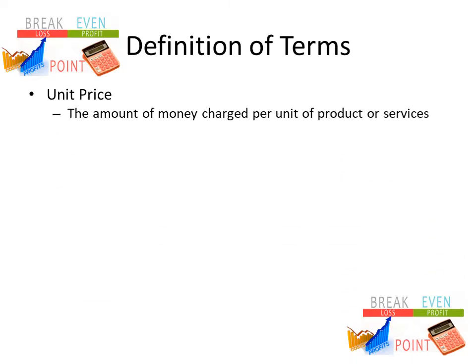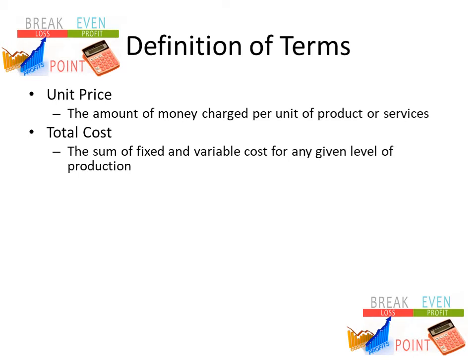Unit price is the amount of money charged per unit of product or service. So if you buy one cell phone, how much is that one? Next, total cost is the sum of fixed and variable costs for any given level of production. Take note that fixed cost does not vary per unit; these are usually also tied to the capacity or volume capacity of a particular place, like the warehouse, the machineries being used, and the depreciation, because these are fixed. Variable costs usually vary per unit that we produce. So total cost is composed of the fixed and the variable cost.